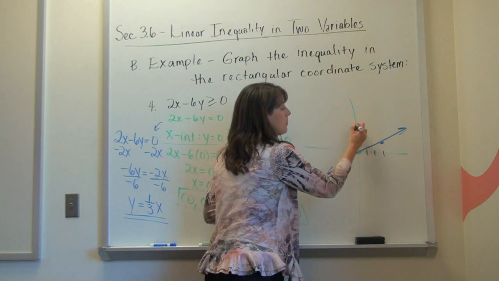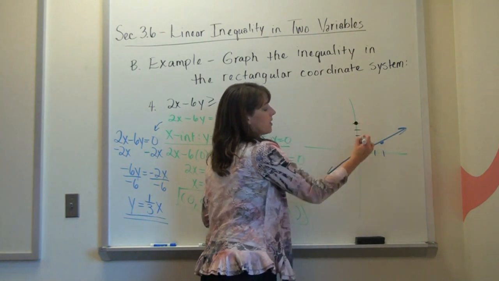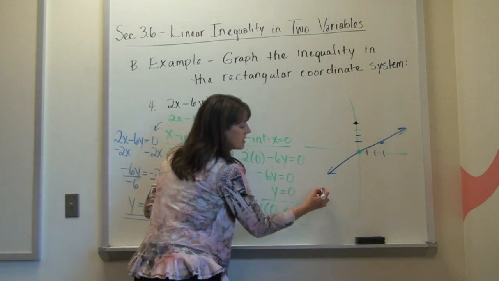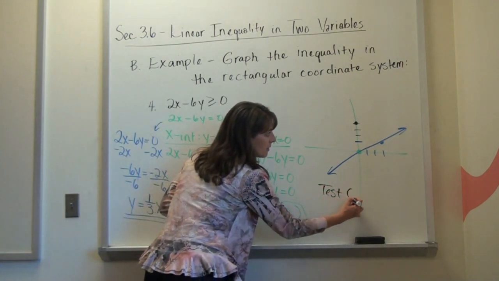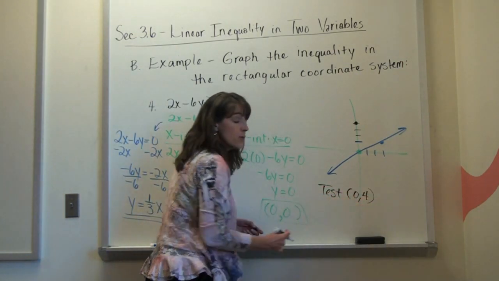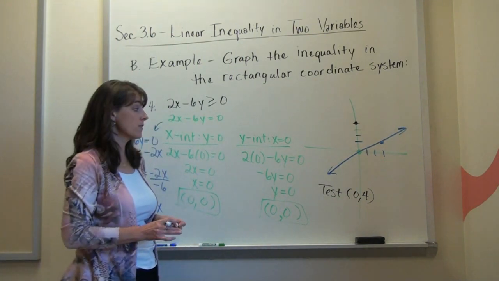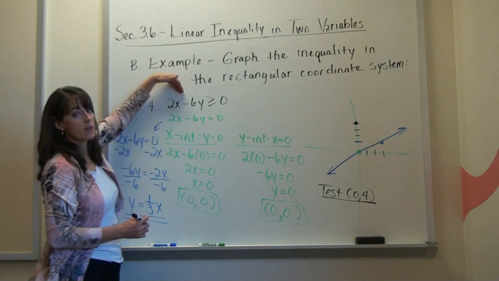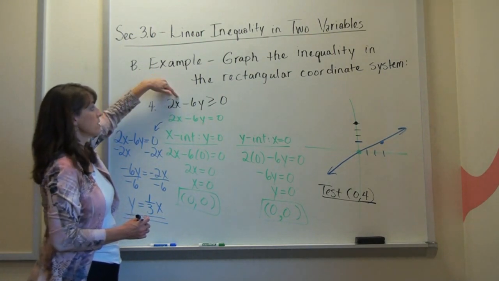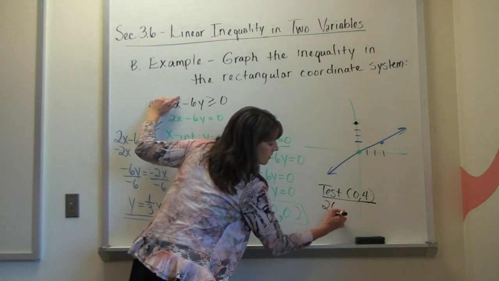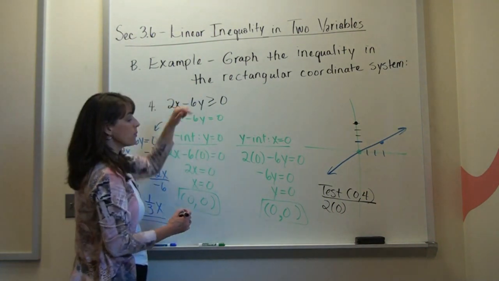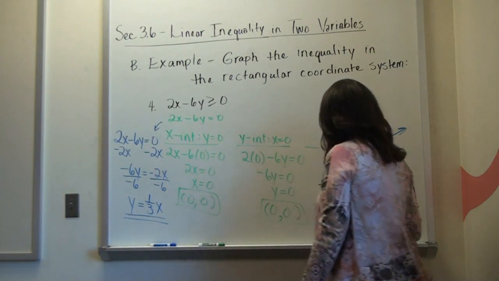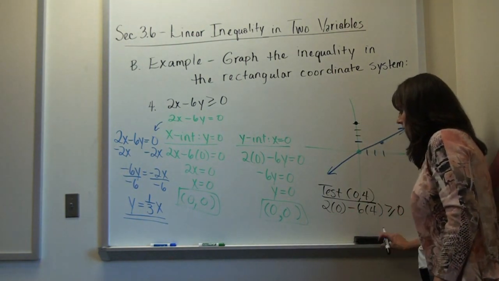So me, I'm going to pick something sitting way out there. That (0, 4) is definitely not on that line. So I'm going to test my (0, 4). And again, if you can grab a 0, do, because it's very handy. I'm going to take that (0, 4), and I'm going to toss it right up here into the original inequality. So this x will become 0. This y will become 4. And I want to see if that's going to be greater than or equal to 0.